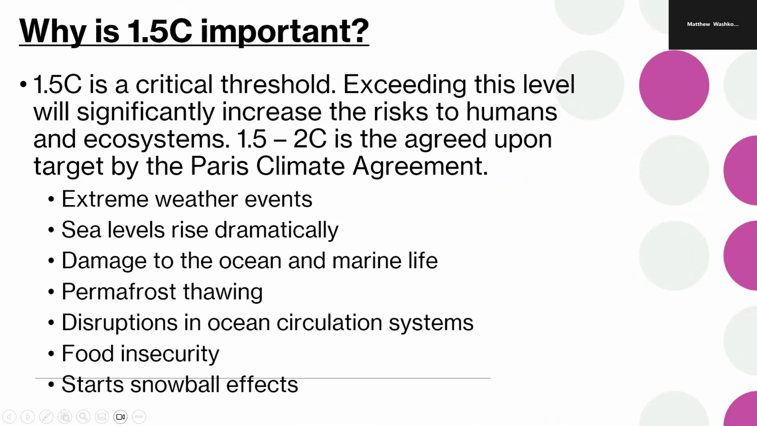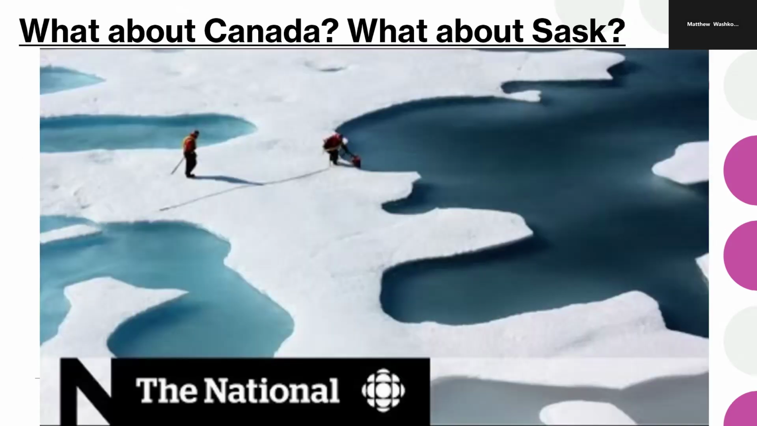Again, we see those extreme weather events. We see the sea levels rise. We'll deal with that next week here. We see that permafrost thawing. We see the ocean circulatory system, which is not really covered in this course, but we see that it's changing. Food insecurity. And again, that's just that big snowball effect. You guys have read this. I'm just doing a quick overview.